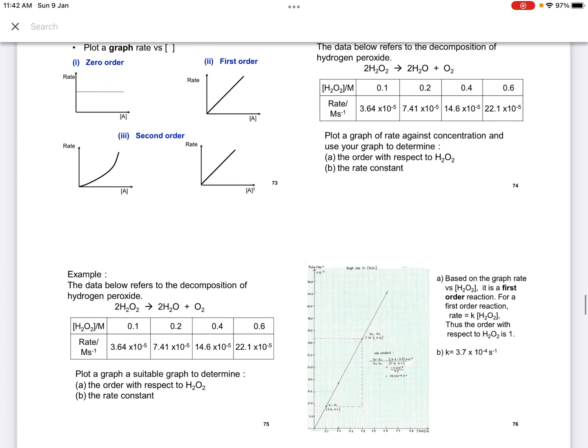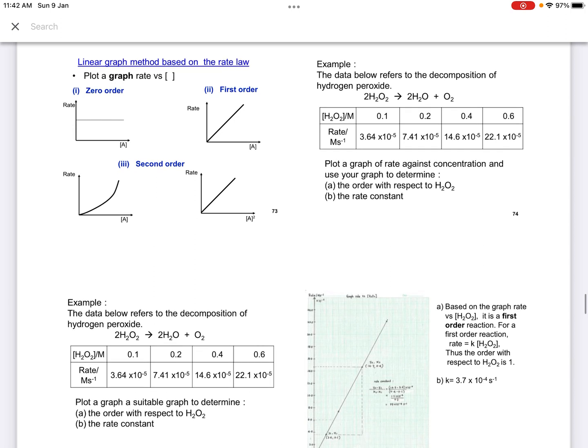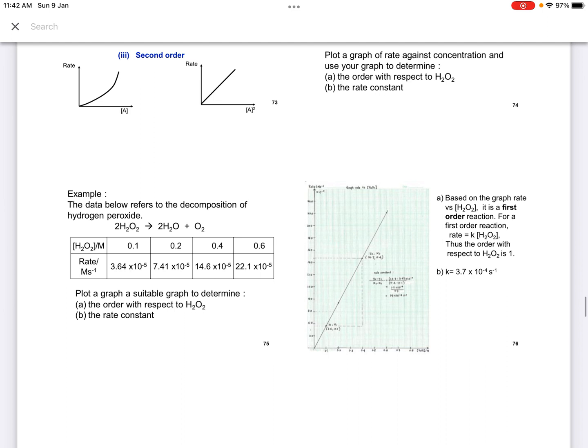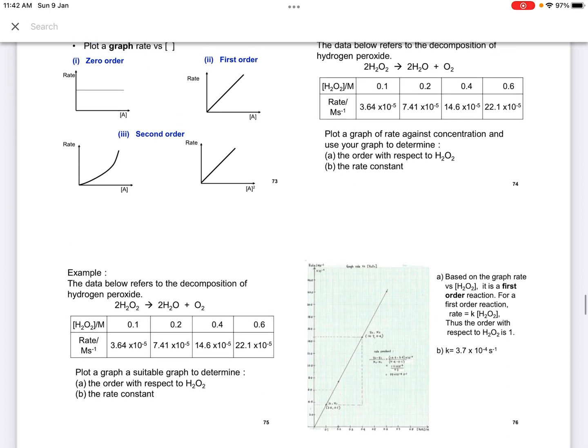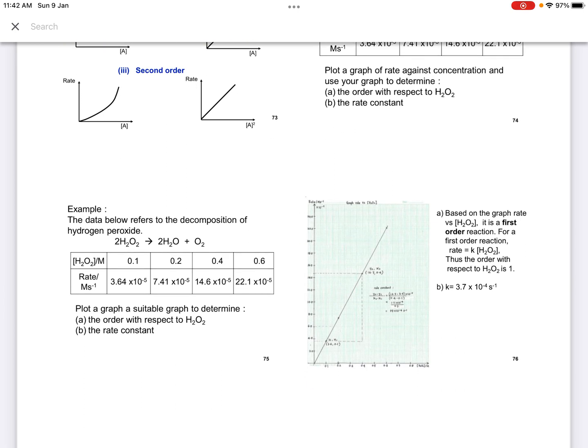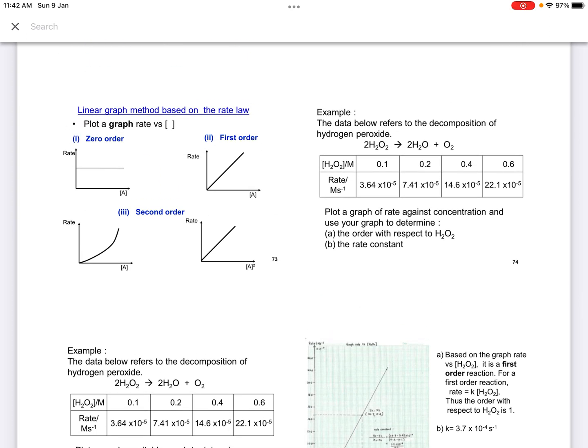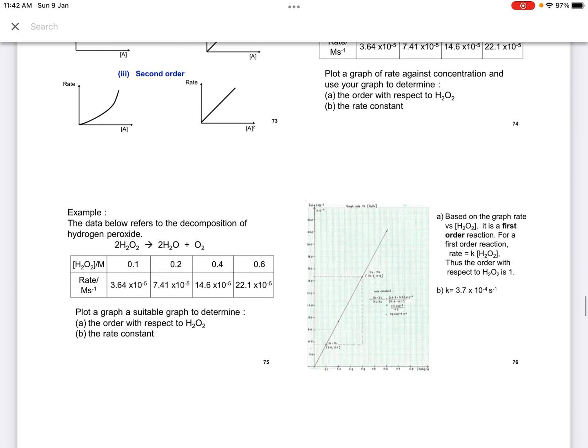Cuba kita tengok. Kenapa dia bagi dua ni? Is it same? Same one. Okay, so now this student plotted rate versus concentration and we get a linear. Based on the graph, rate versus concentration, dia tak ada power 2 semua macam slide 73 ni. Power 2 semua tak ada. Dia just rate versus concentration saja and we get the linear. We get a linear. Kalau rate versus concentration terus dapat linear, itu adalah first order, correct. It's a first order reaction.